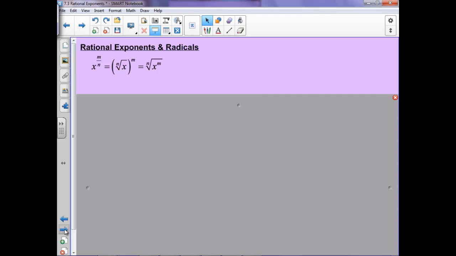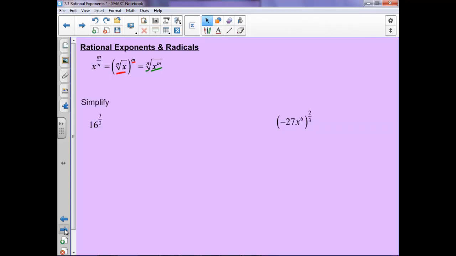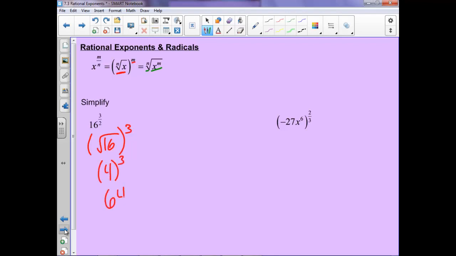So this is telling us what we just were figuring out. It doesn't matter whether we do the root first and then take the exponent, or do the exponent first and then take the root. So for this first one, 16 cubed is going to be a large number. So let's go ahead and do the square root of 16 and then cube that. So the square root of 16 is 4. When we cube 4, we get 64.